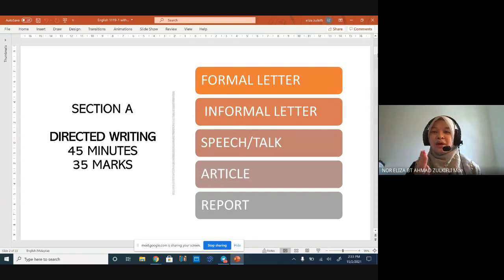Okay. Now, I would like to remind you that you have got 45 minutes to work on your section A, and it's directed, meaning that you have no choice, but you have got to answer as the task requires you to do. You can be either tested on formal letter, informal letter, a speech or a talk, an article, or even a report. And you have no choice, but you have to answer what is given to you on the paper. Now, need I remind you, you have 45 minutes for section A and 60 minutes for your section B.